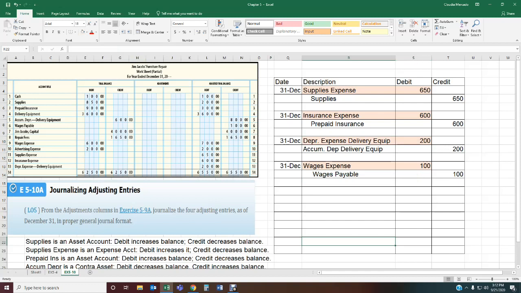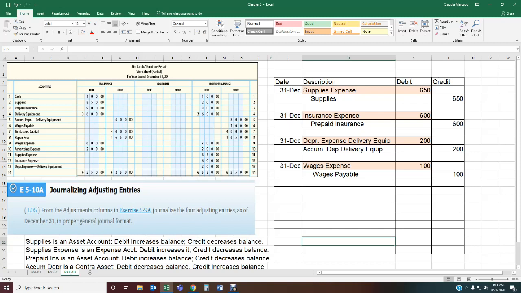It affected 4 of my accounts. We had 3 assets: supplies, prepaid insurance, and a contra asset, and then a liability account being affected. And we are recognizing the expenses for each. So expenses will always be debited for the amounts of my adjusting entries. So it's a puzzle. Remember, if something goes up on one side, then you have to figure out what's happening on the other side. What other account is being affected? So you always have to figure out.